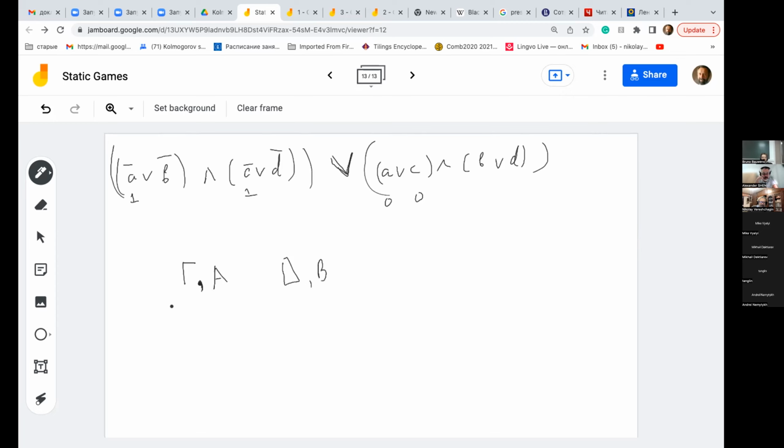Gamma, A; delta, B; gamma, delta, A and B. And using this only rule, we can't derive this, because we can't split anything into gamma and delta. Here, one of them should be empty. And it's very easy to win this game. We just have a pair of variables, A and not A, and so on. If we just mimic all the moves of the opponent in these two games, we win one of them. So whatever value A takes, either A will be won or not A will be won. And because this is a tautology, we will win the entire game, and that's it.